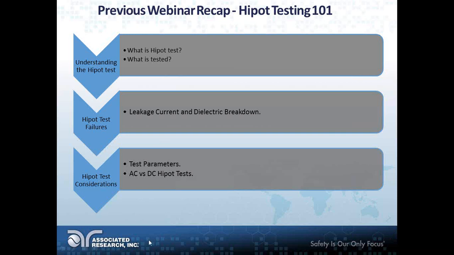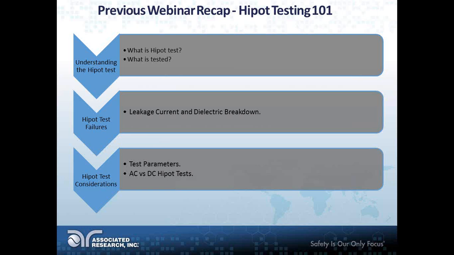So here's what we covered last time. Understanding the Hipot test: basically, we started out with what is the test, and what is it exactly testing. And as you have learned from the last one, it's basically just applying force to insulation to make sure it can handle it. Make sure that the product's going to be safe when it goes out the door, and that when somebody plugs it into the wall and they touch it, it's not going to kill them. You're just basically making sure the insulation is solid and sound and that you've tested the integrity of it. We've also talked last time about the Hipot test failures, leakage current and dielectric breakdown.